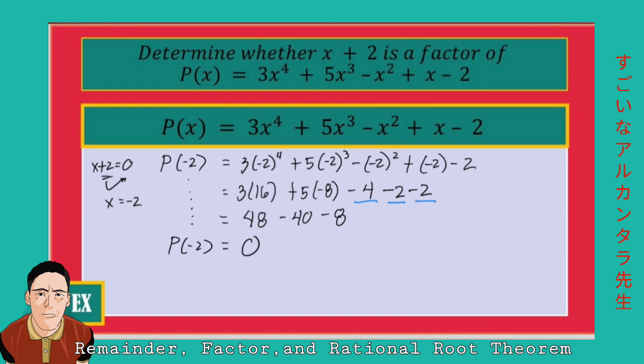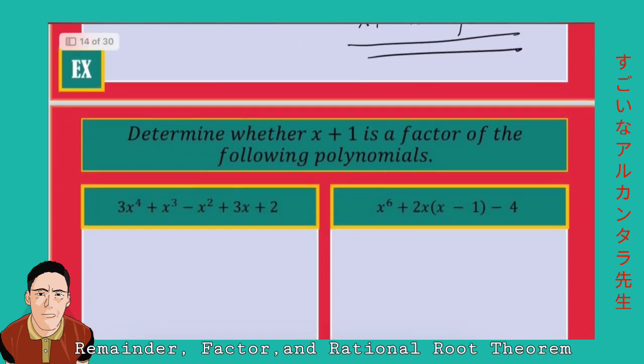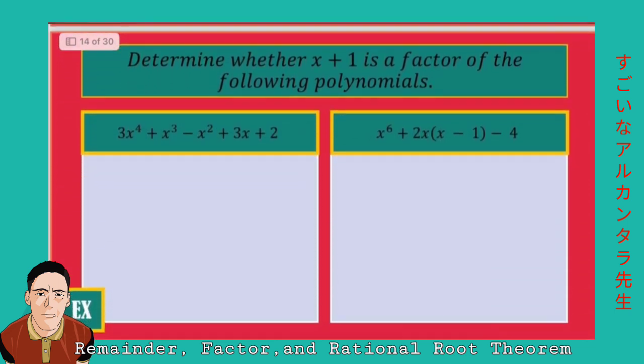Hence, x plus 2 is a factor. As simple as that. Don't overthink it. Just go with the divisor first. Isolate x. Use the value as something that you will substitute to the given function and see if the answer is 0. And speaking of that, let's now determine if x plus 1 is a factor of the following polynomials.